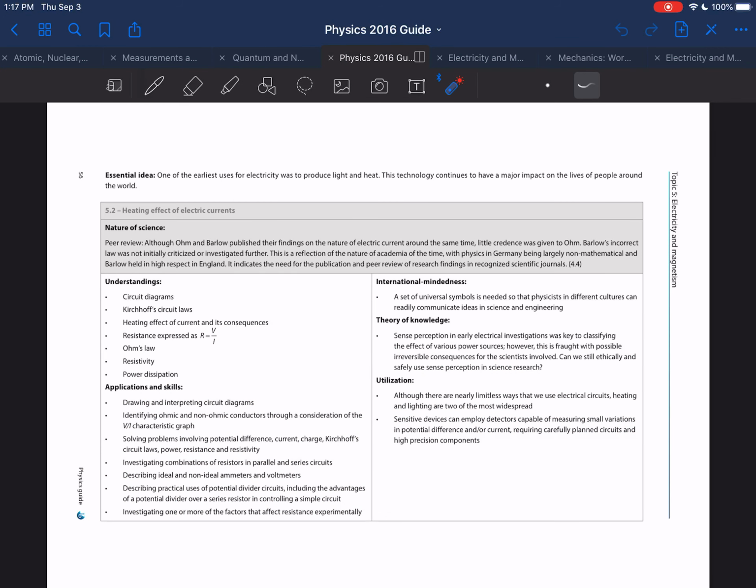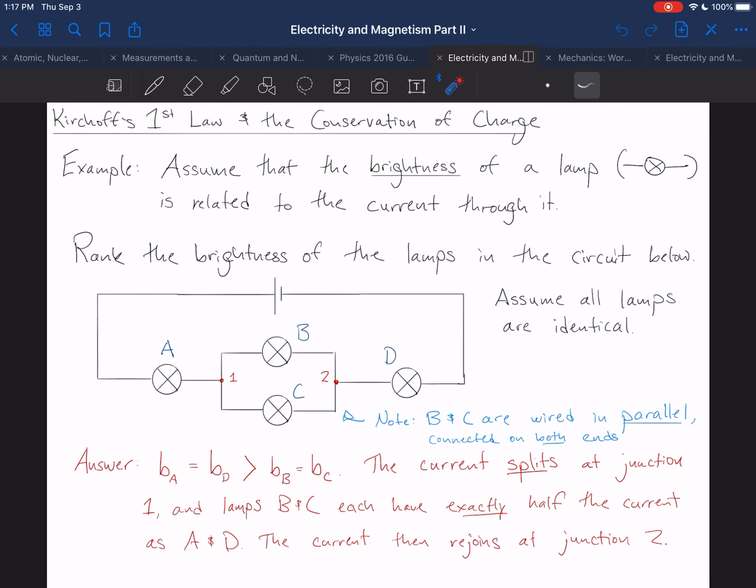Hello everyone. In this video we will continue to examine topic 5.2, the heating effect of electric currents, and in particular we will continue to unpack Kirchhoff's circuit laws. Alright, so we can use Kirchhoff's first law, the conservation of charge, to solve problems.